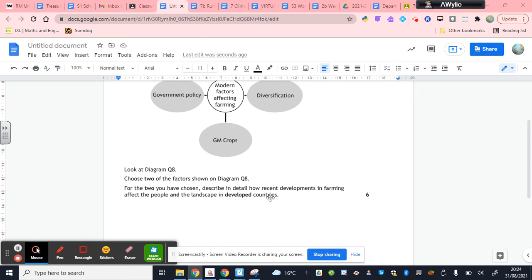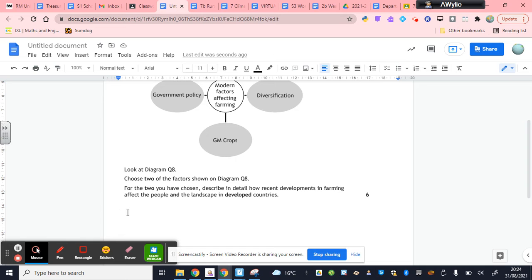So what's your answer got to have in it? Well, it's got to have 6 points. It's got to make sure that the effects deal with both people and landscape effects. And if you miss out one of them, you're not going to get full marks. And it must, somewhere in the answer, refer to a developed country. Otherwise, you're not going to get full marks.